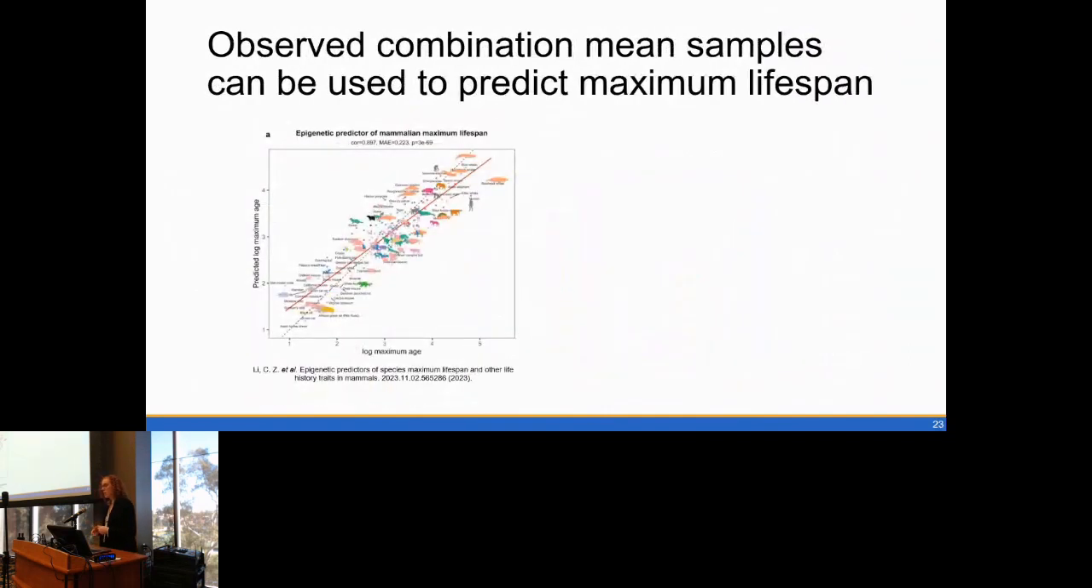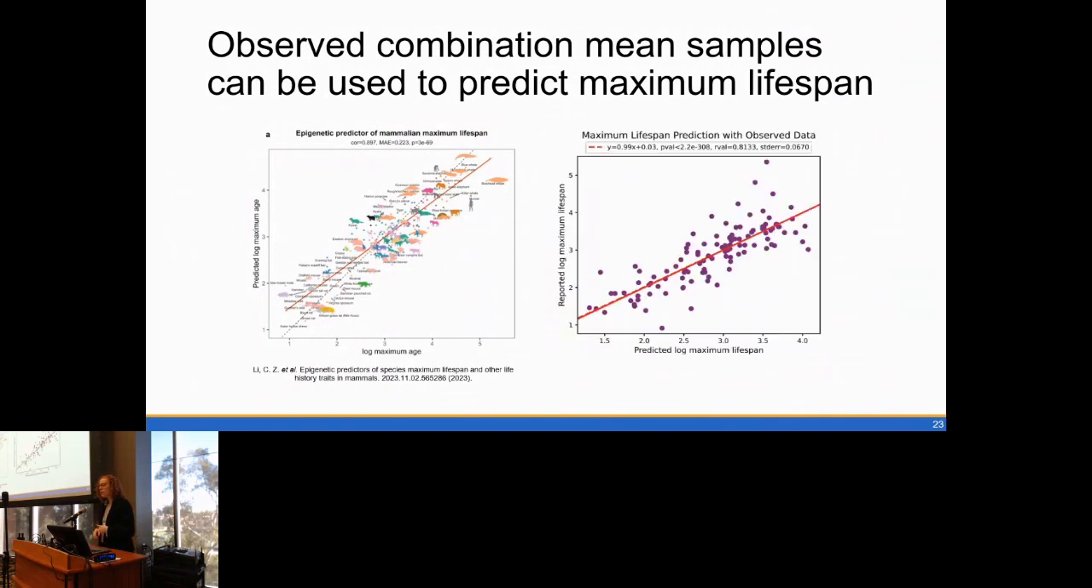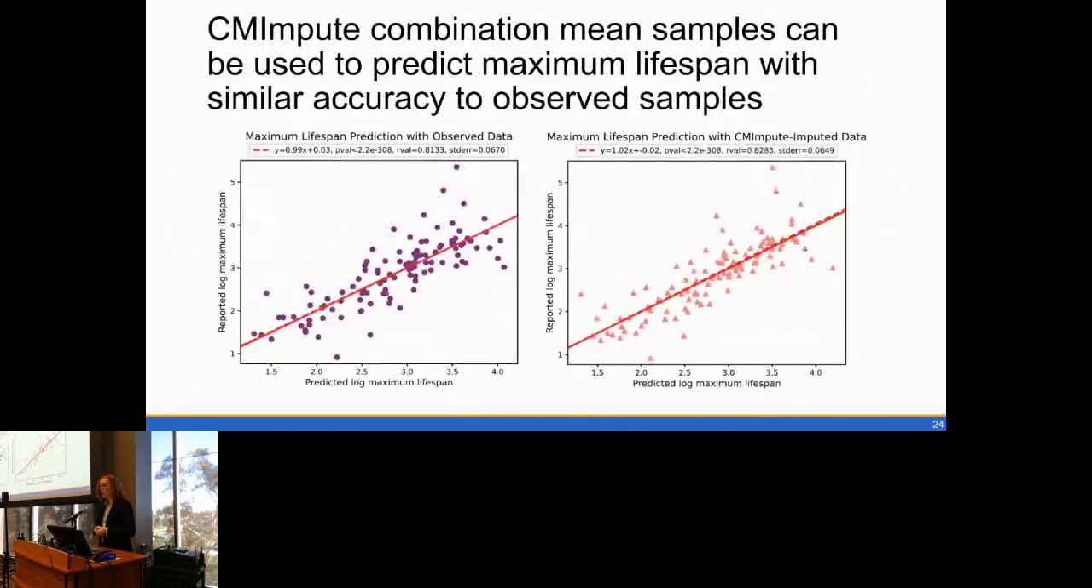To demonstrate the utility of our imputed combination mean samples, we conducted a leave one species out linear regression analysis to predict the logarithm of the maximum lifespan of various species based on their species level methylation data, similar to the Lee et al. study shown here. When we use exclusively the observed data, we achieve a 0.81 correlation between the predicted log maximum lifespans and the maximum lifespans reported in the ANAGE database. When we repeat this analysis using exclusively the imputed data, we achieve a similar predictive performance across this same set of species.